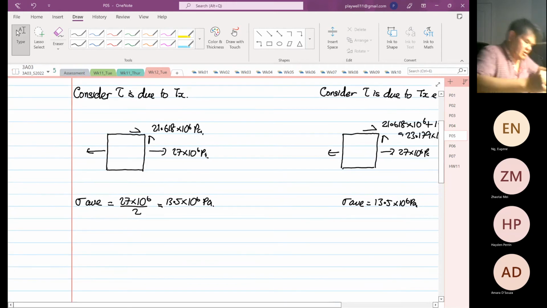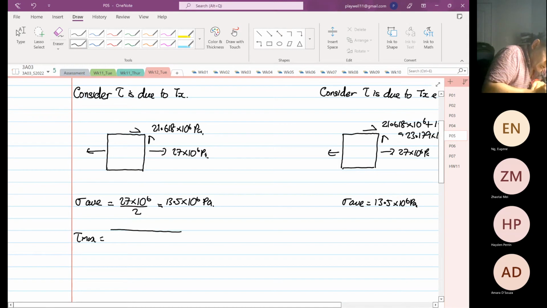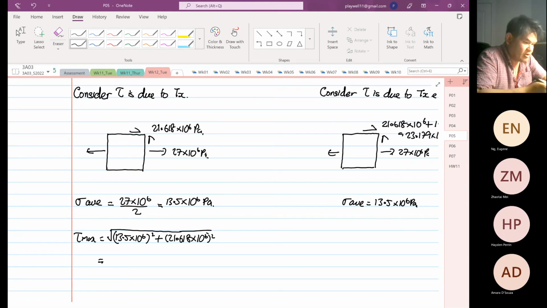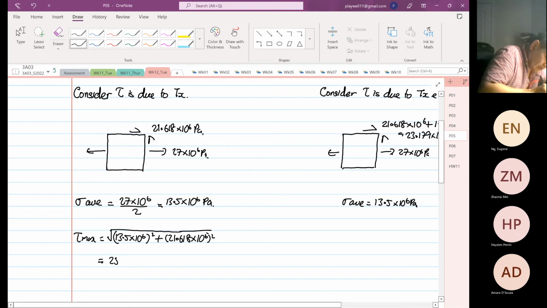Then the tau max, the maximum shear stress, will be equal to the square root of 13.5 times 10 to the power 6 squared plus 21.618 times 10 to the power 6 squared. The square root of the whole thing is 25.487 times 10 to the power 6.